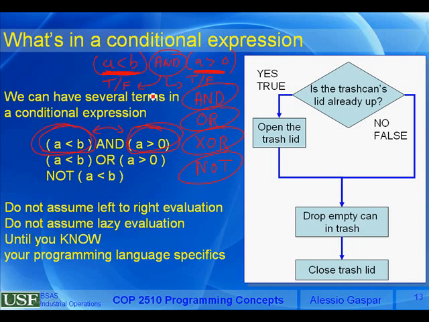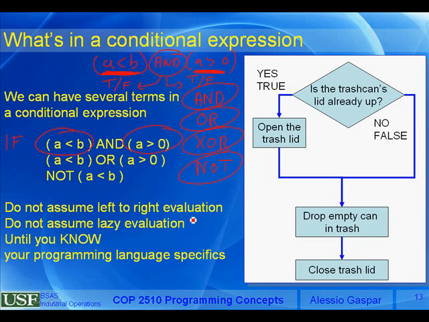A couple of remarks, a couple of warnings. Once again, the lecture is very, very general. Never assume that when you write if A lesser than B and A greater than 0, the programming language will first test this and then test this expression. Never assume a particular left to right or right to left evaluation order. Look up the specification of your programming language to determine how this particular language operates.